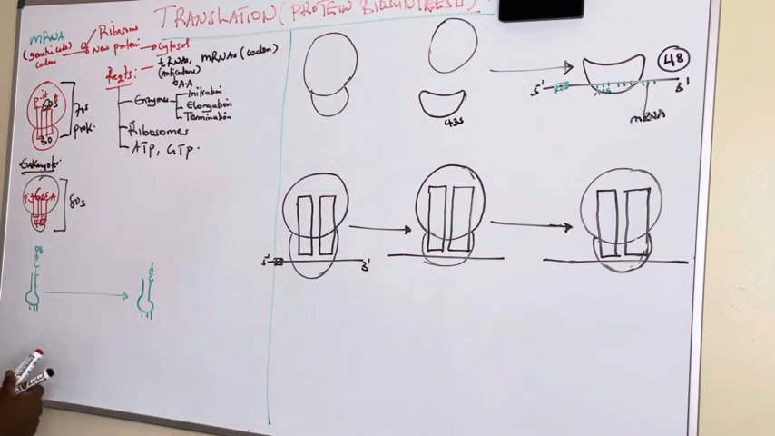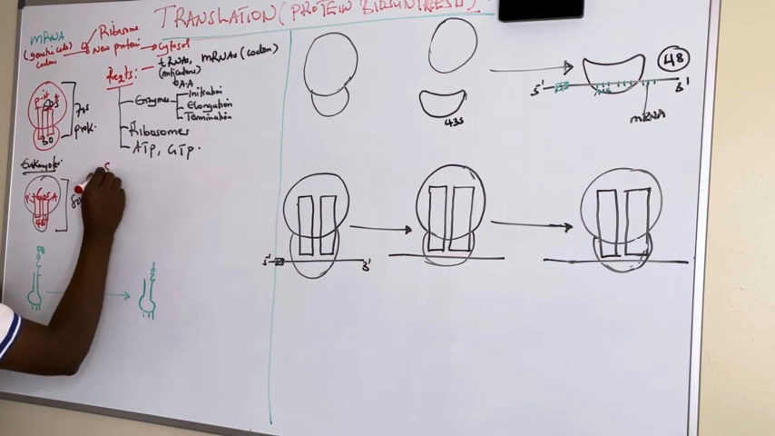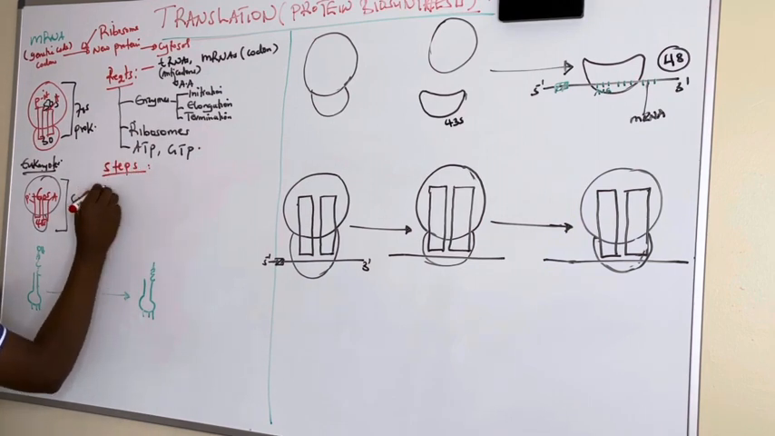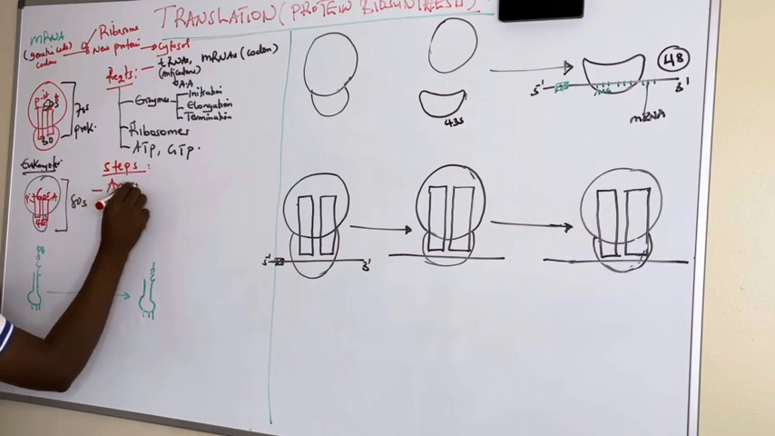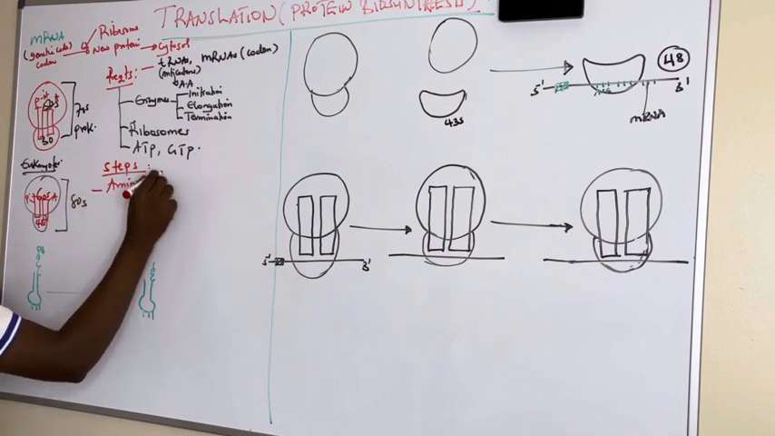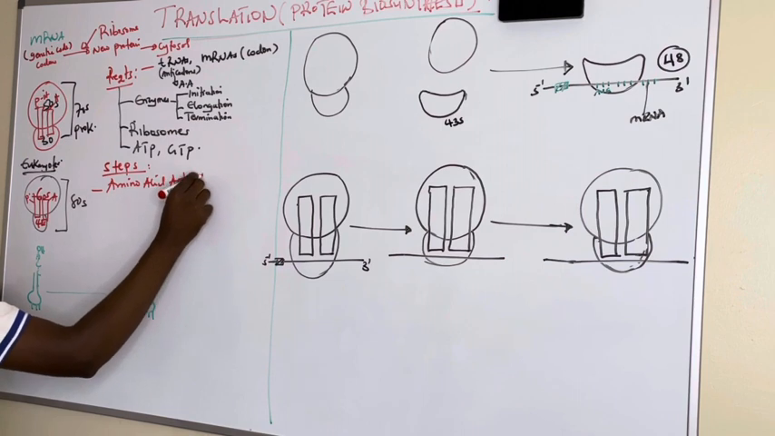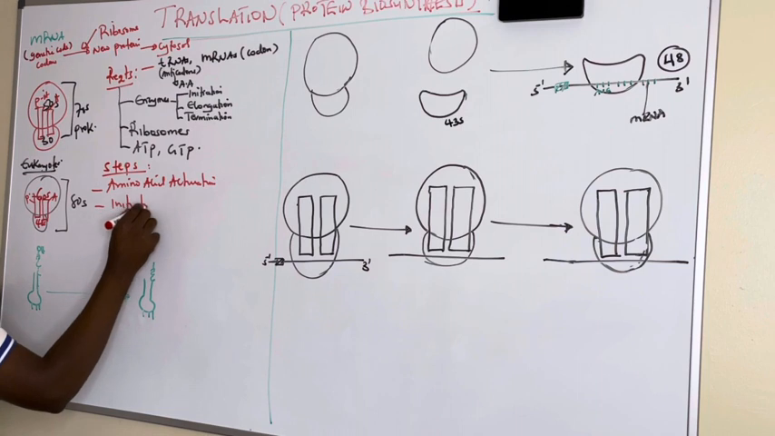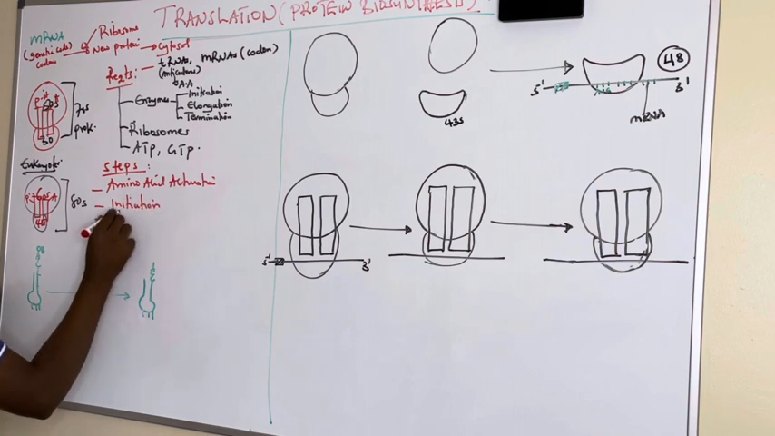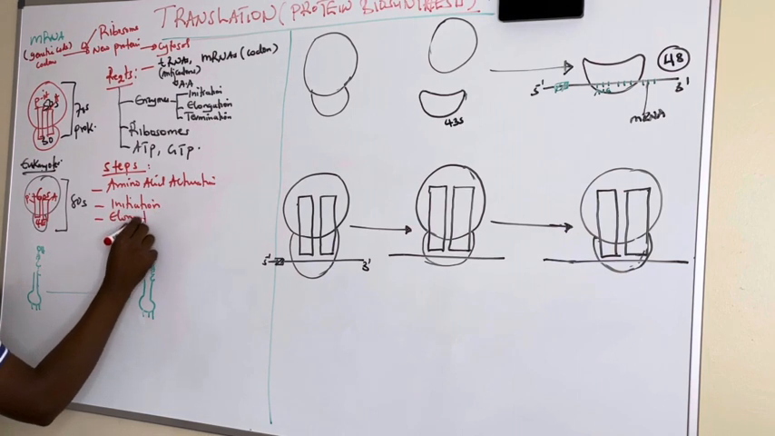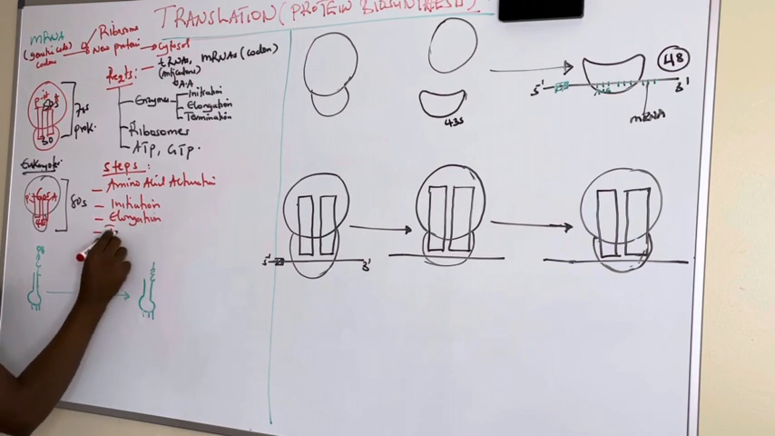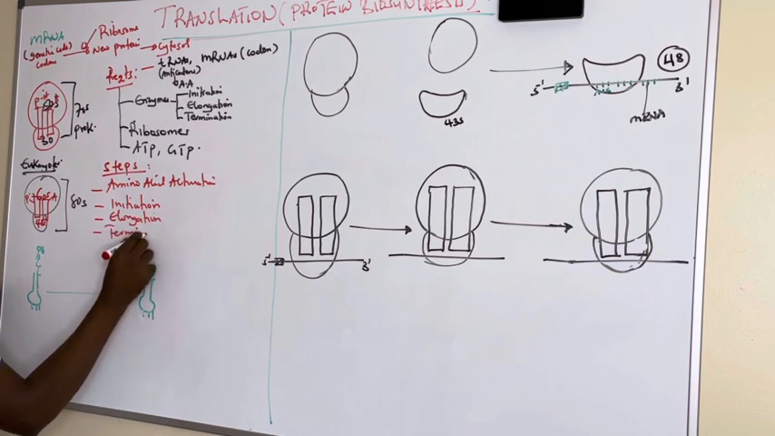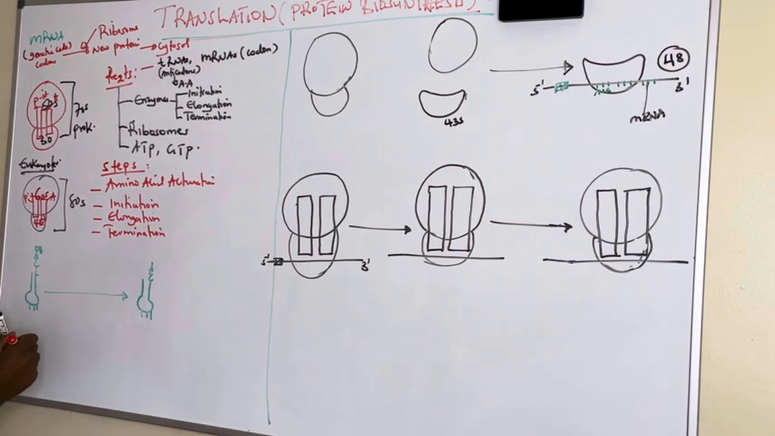And the stages of translation, it occurs under different steps or stages, whereby we have amino acid activation, we have the initiation step, we have the elongation step, and termination. So there are 4 stages or steps that occur during translation.